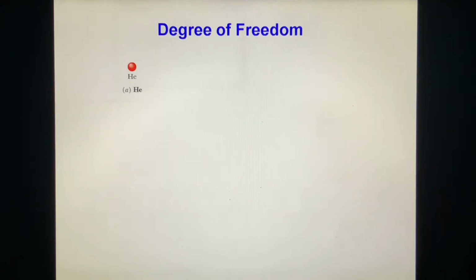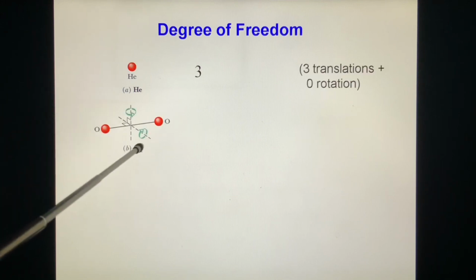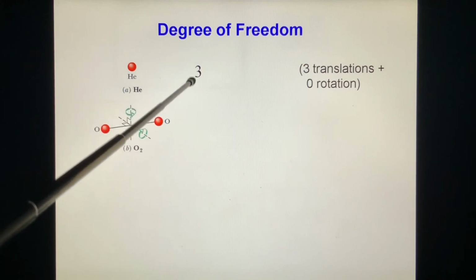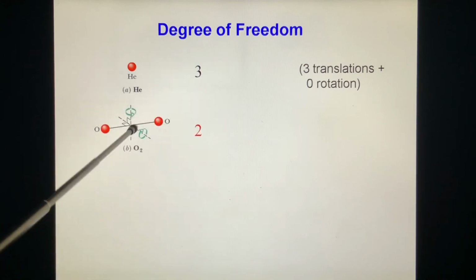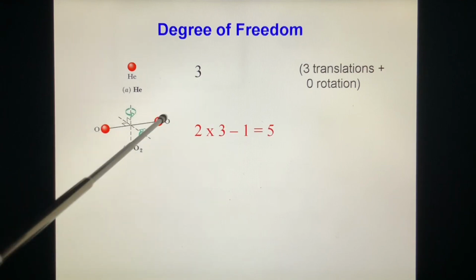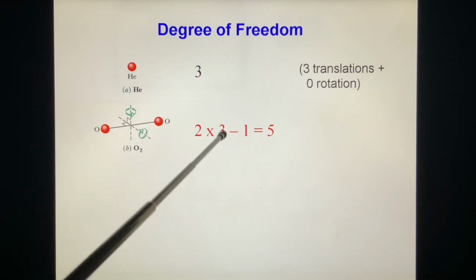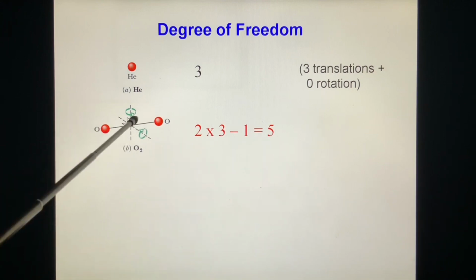Now let's look at the degrees of freedom. A monatomic gas can have only 3 degrees of freedom: translation along X, along Y, along Z. So 3. For a diatomic molecule, each atom has 3 dimensions, 3 degrees of freedom, so 2 of them give 6. But they are connected, which is a confinement of 1. So 6 minus 1 is 5. So it has 5 degrees of freedom.